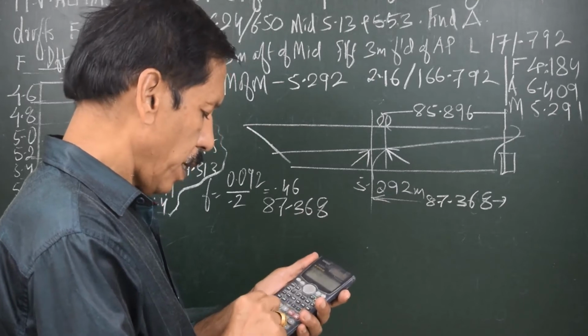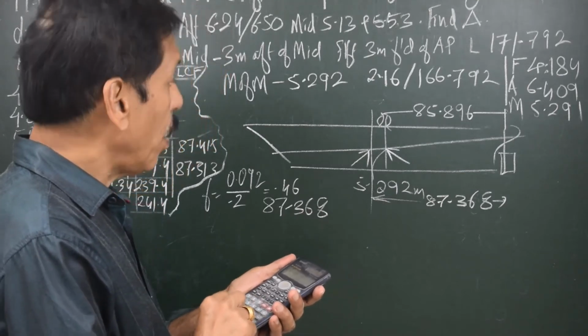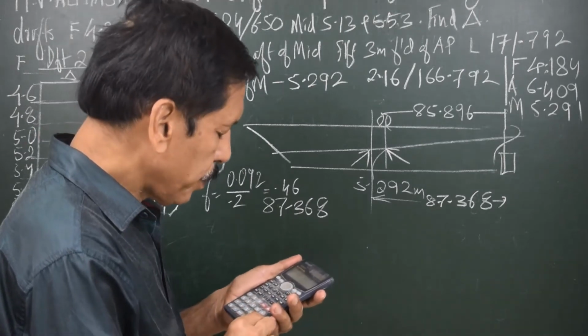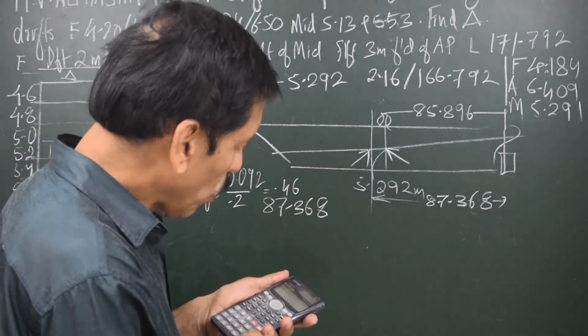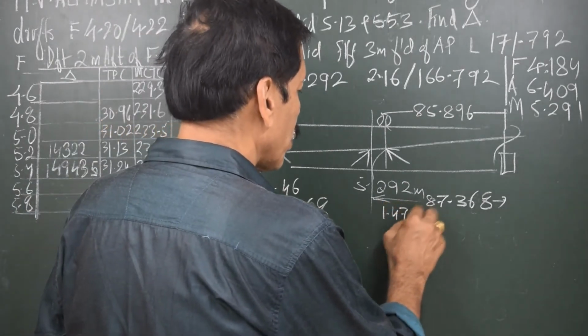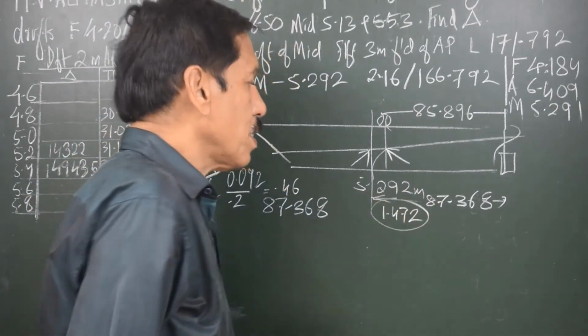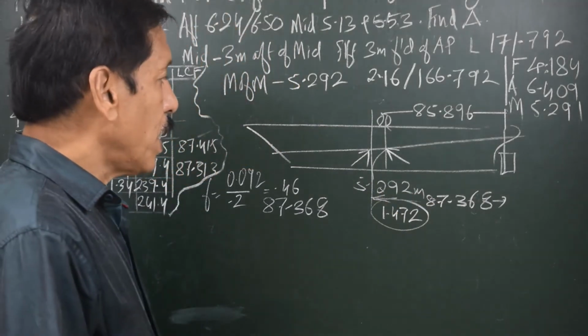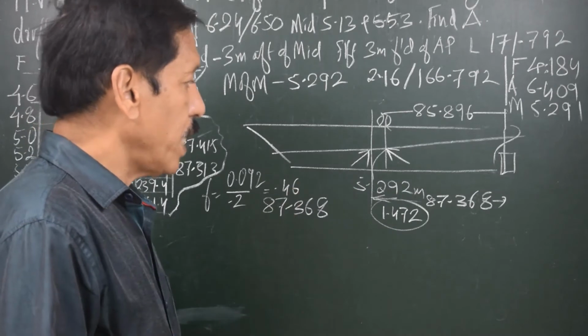87.368 minus 85.896. That gives me 1.472. The distance is 1.472. This is the distance by which center of flotation is forward of midships. So I want to find out what is the draft there.